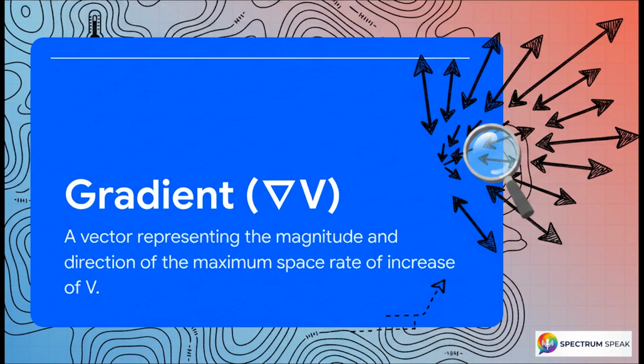The first tool in our kit is the gradient, and you use this on a scalar field. Remember our temperature map? If you're standing at any point in that room, the gradient tells you two things: which direction gets hotter the fastest, and exactly how fast it's getting hotter. It's a vector that literally points you in the direction of the steepest uphill climb.